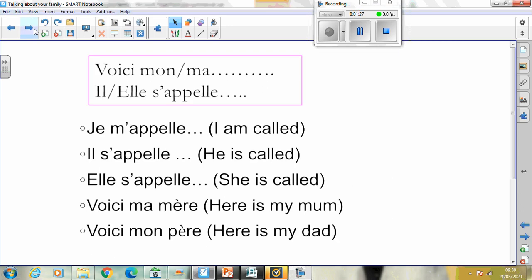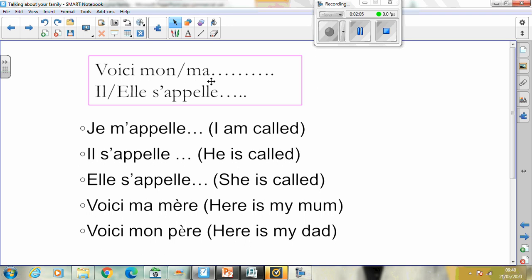The phrases that we are going to learn that are new this week are voici. Voici means here is. Voici mon if it's a man, or ma if it's a woman. So if I was saying here is my dad, because it's a man, I would say voici mon père. If I was saying here is my mum, I would say voici ma mère.